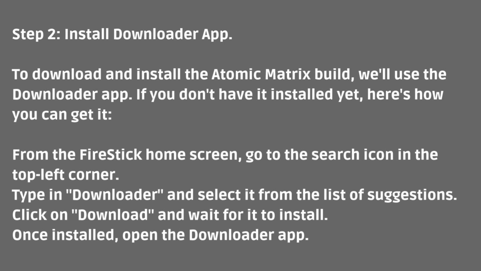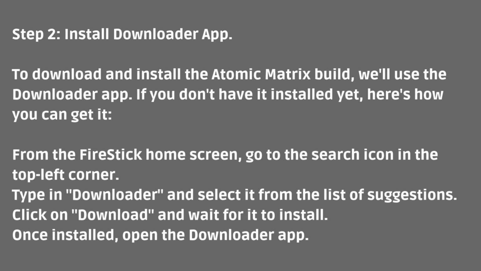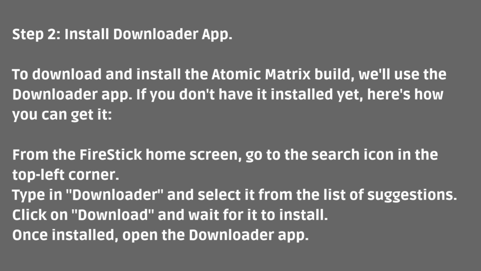Step 2. Install Downloader app. To download and install the Atomic Matrix build, we'll use the Downloader app. If you don't have it installed yet, here's how you can get it. From the FireStick home screen, go to the search icon in the top left corner. Type in Downloader and select it from the list of suggestions. Click on Download and wait for it to install. Once installed, open the Downloader app.